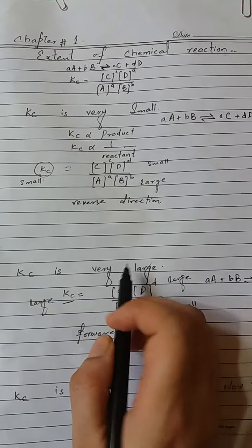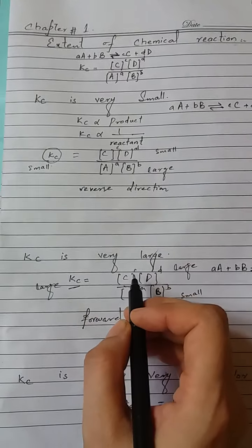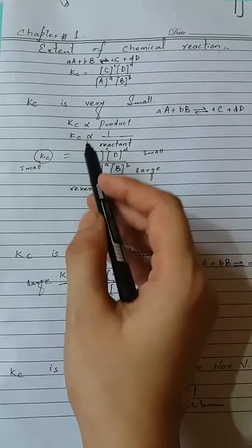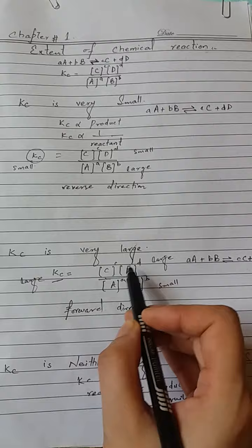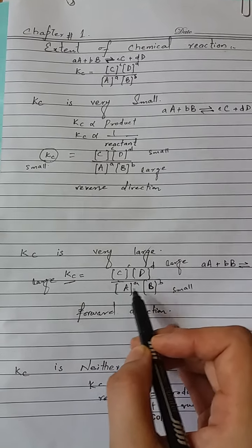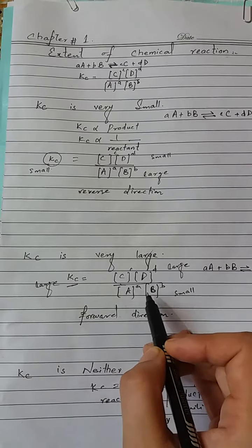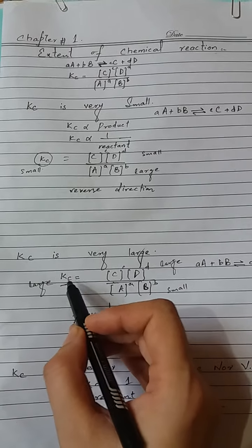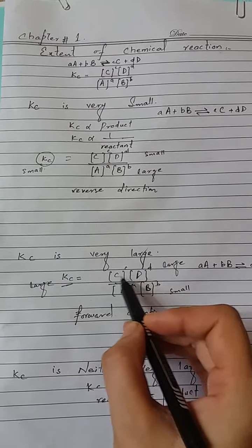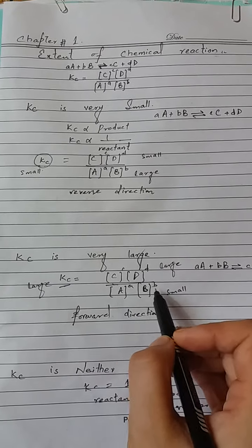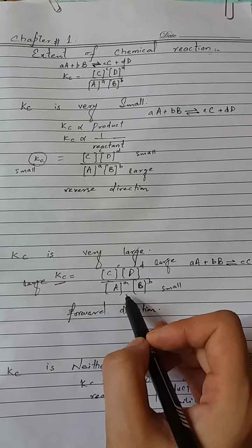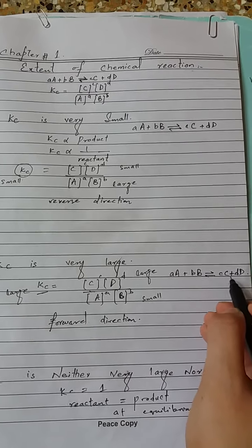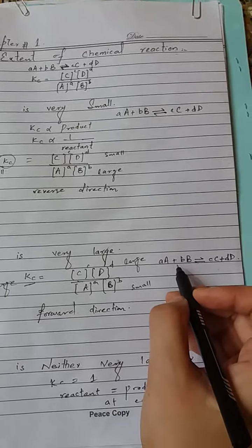When Kc value is very large, then as we studied, Kc is directly proportional to the products from the equilibrium constant expression and inversely proportional to the reactants. So when Kc value is very large, the products are very large in amount and the reactants are very small in number.